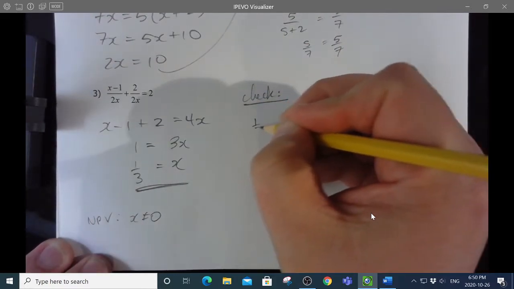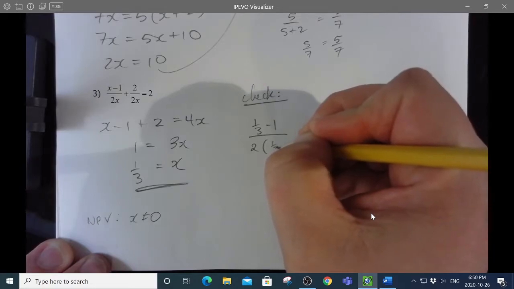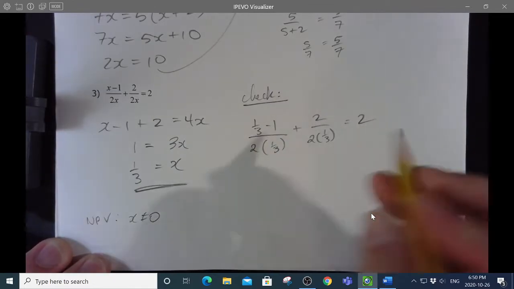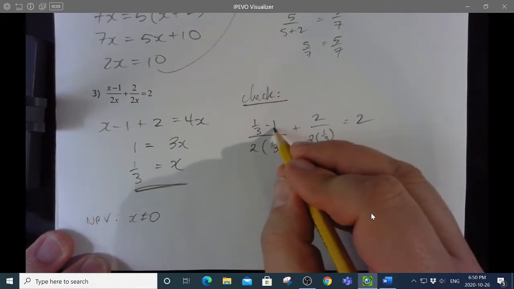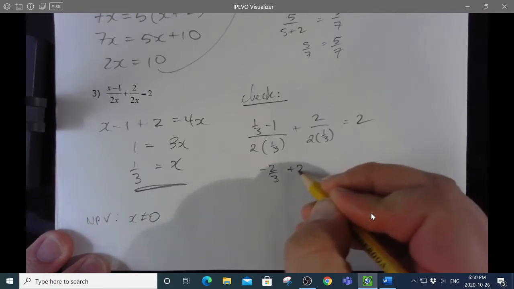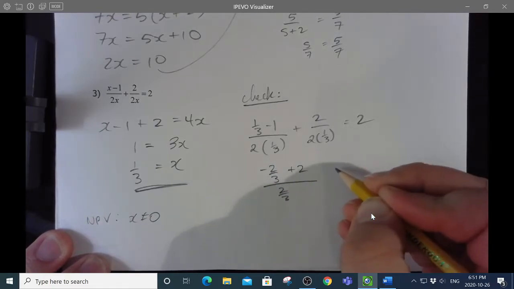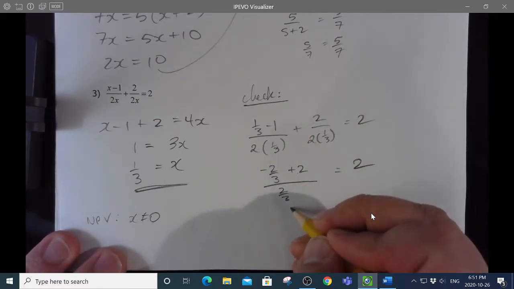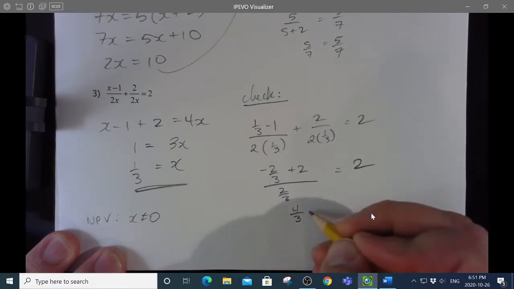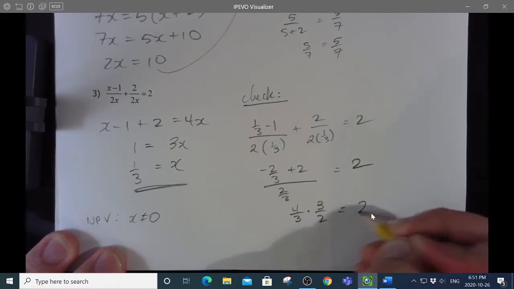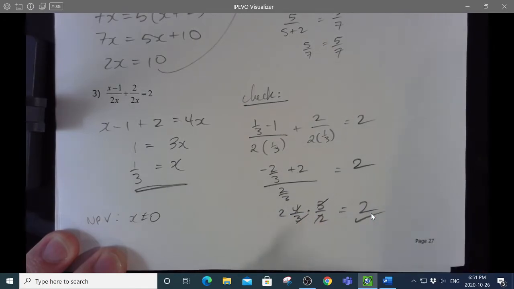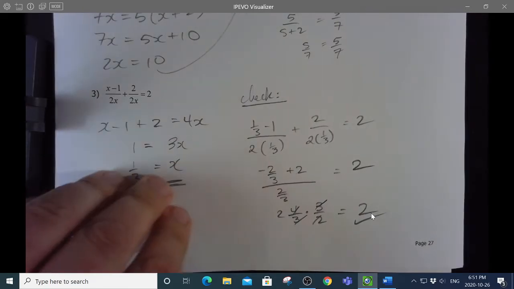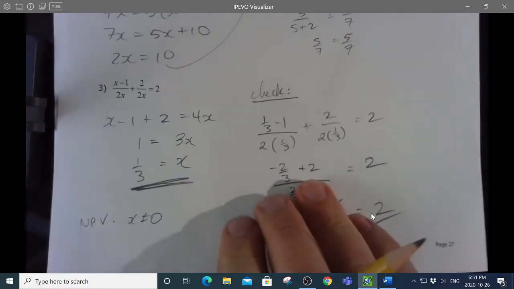is that that is 1/3 minus 1 over 2 times 1/3 plus 2 over 2 times 1/3 equals 2. I have a common denominator here, so I basically have a 1/3 minus 1, which is -2/3 plus 2 over 2/3 has to equal 2. That's 6/3 minus 2/3 is 4/3, so I have 4/3, and when you divide by a fraction, you times by its reciprocal, and those cancel, and I am left with 2. So that is the right answer. Okay, so that's example 2. Example 2, 1, 2, and 3.